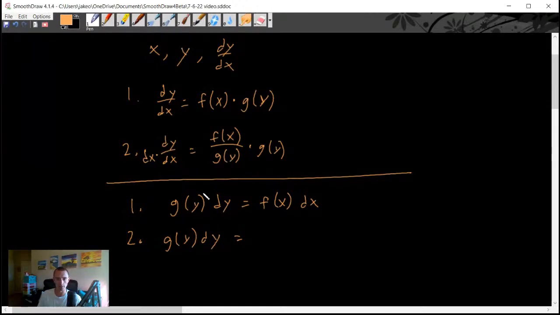oh, wait a second. I did this first one wrong. I'm sorry. This should be, remember, we wanted to multiply by 1 over g of y in this first example here.